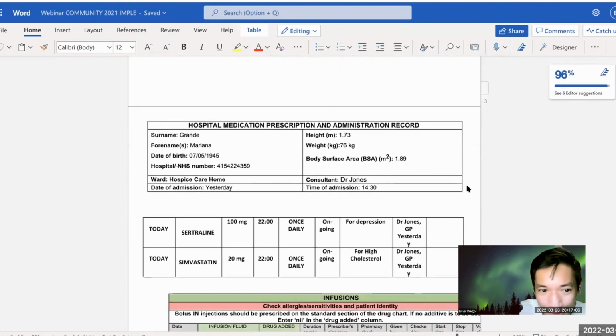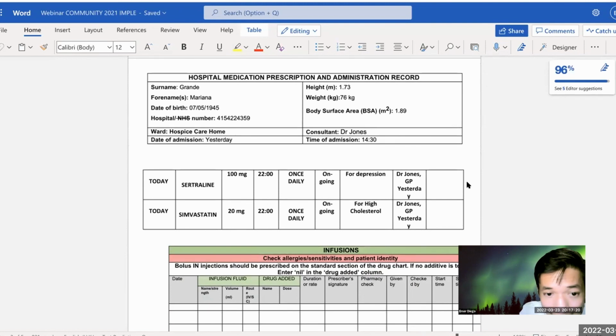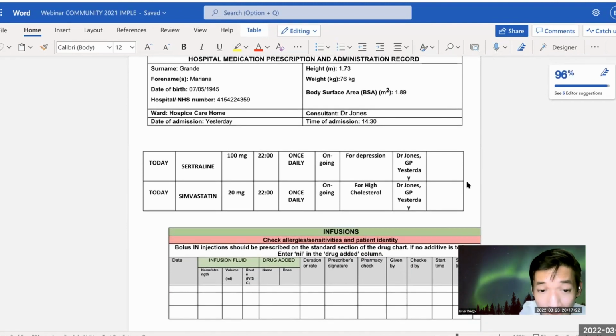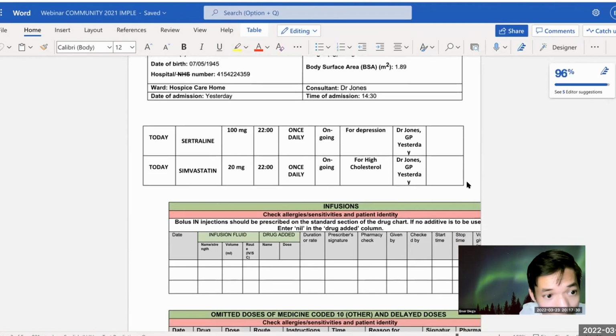Last page before we end our webinar. I hope you're enjoying, guys. So the last page is, surname is Mariana, first name Mariana Grande. All the details are still the same. The next medication is sertraline, 100 milligrams. The time due is 2200 hours, once daily. The instruction is for depression, signed by Dr. Jones yesterday. Are we giving this or not?